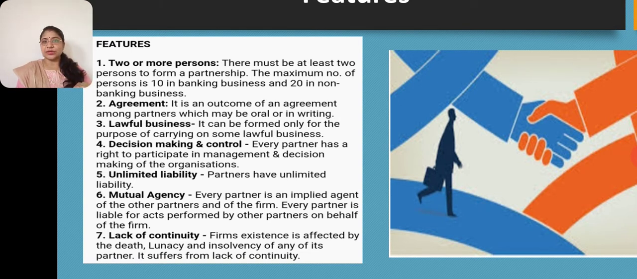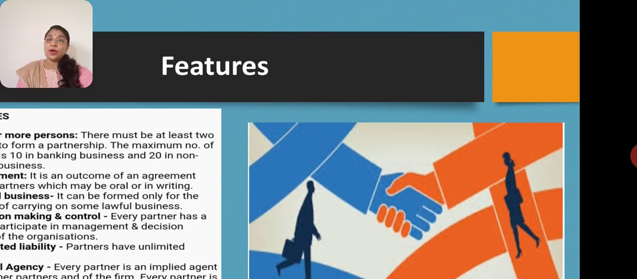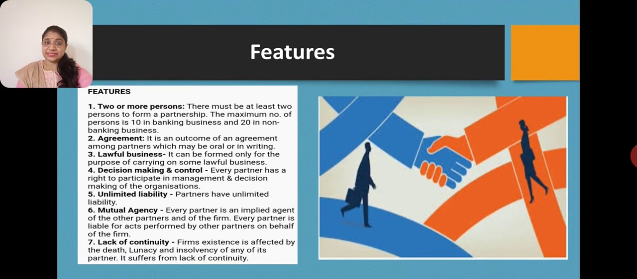I mean, he is not able to think, or has some mental problem. In that case, or in case of insolvency or bankruptcy, the partnership may come to an end. So it has been said that in that case partnership suffers a lack of continuity. Again, they have to make a new agreement. So these were some features of partnership, to understand what partnership actually is.